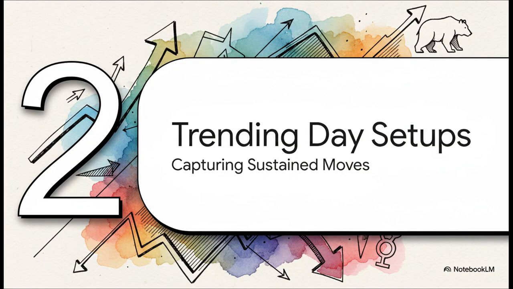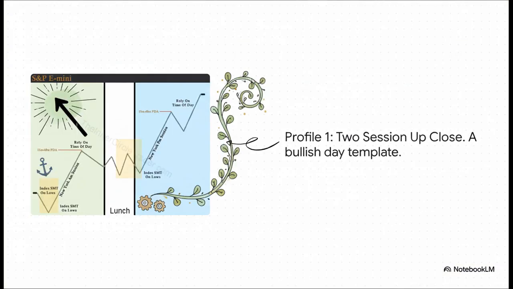All right, with our toolkit ready to go, let's look at our first category of daily profiles. These are designed for those days where the market has a strong, clear directional bias right from the start. So this first profile is the 2-session up close. The basic idea here is that we're anticipating a bullish day. Our objective is to find a pullback in the morning session, get into a long position, and then hold on for an expanding range higher for the rest of the day.